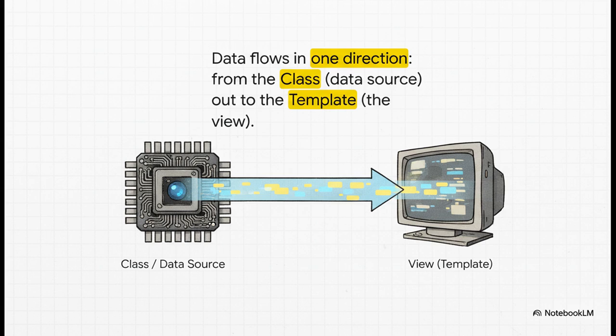This whole process has a name. It's called one-way data binding. And it's called that because the data flows in just one direction, from the class out to the template. The cool part is, if you ever change that data in the code, the web page updates automatically. It's what makes modern apps feel so alive.